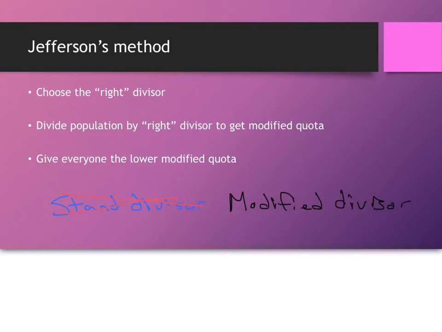Once we have this modified divisor, we divide all the populations and get this modified quota. So instead of using a standard divisor, we do the same thing with a modified divisor. And then if we've picked the right divisor, we simply give everyone the lower quota, and it all works out perfectly, in that the lower quotas on everybody add up to the right number of representatives.